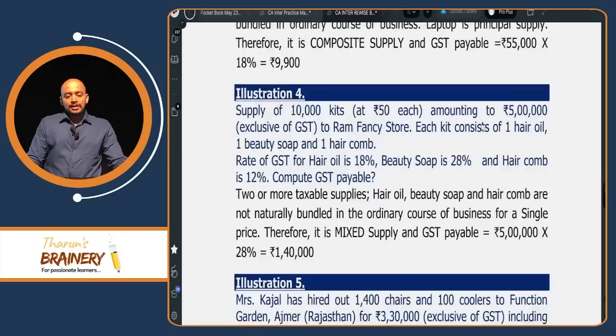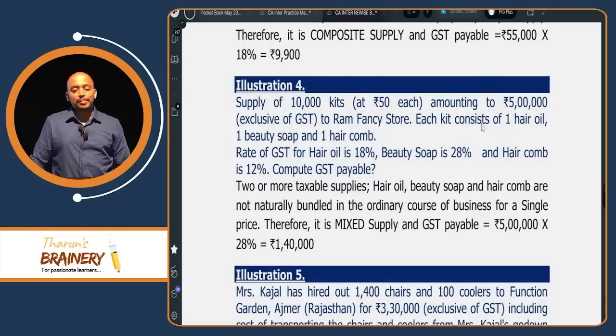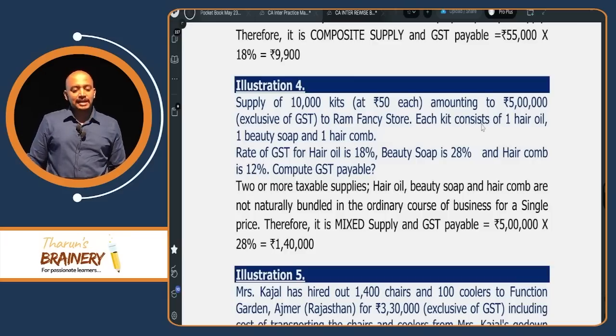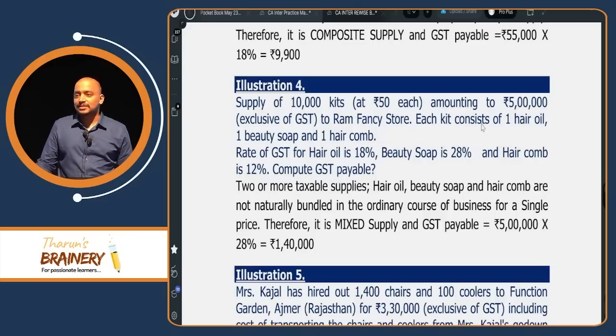Okay. Then number 4. Supply of 10,000 kits at rupees 50 each, amounting to 5 lakhs, exclusive of GST, to Ram Fancy Store. Each kit consists of 1 hair oil, 1 beauty soap and 1 hair comb. Rate of GST for hair oil 18%, beauty soap 28%, hair comb 12%. Compute GST payable. First, are all taxable? Yes. Naturally bundled? No. If you go and ask for hair oil, will they give hair comb and soap also? No. So generally they will not be giving it together.